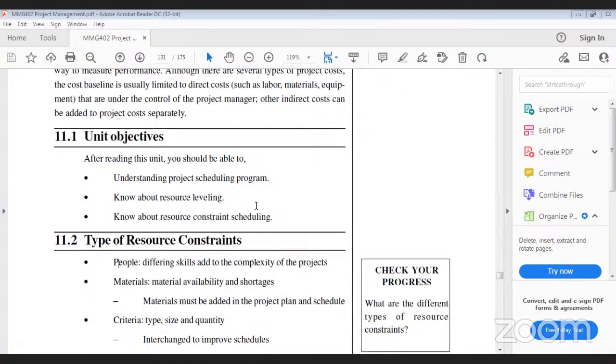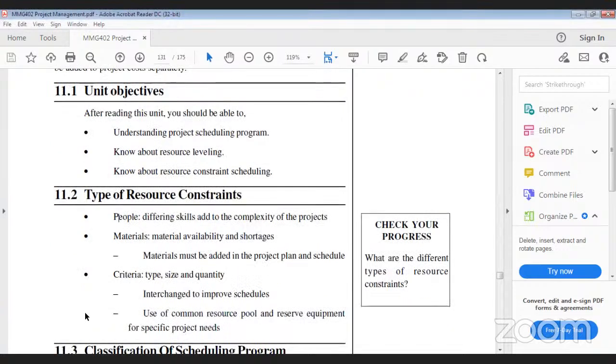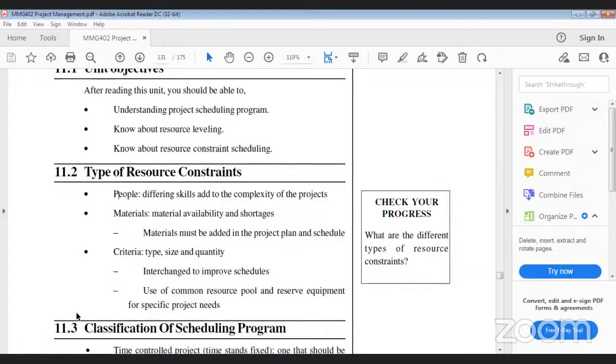Here are some of the types of resource constraints. First one is the people. Differing skills add to the complexity of the project. Then second is the materials. Here the materials available and shortage materials must be added in the project plan and schedule. Then criteria, type, size and quantity of the interchange to improve schedules, usage of the common resources pool and reserve equipment for specific projects also.